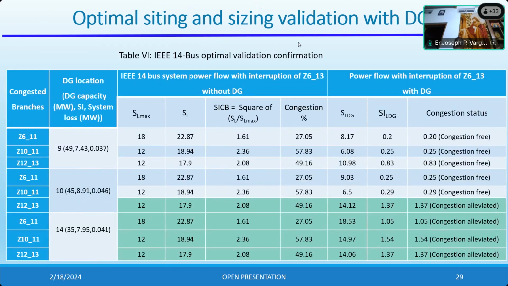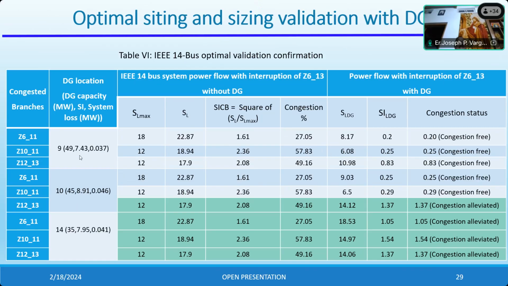This is the optimal siting and sizing validation with DG. Now we are placing a 49 megawatt DG at bus number 9. Then the severity index is reduced to 7.43. Before it was 9.74. And the system loss is now 0.037. When we place DG at bus number 10, the severity index becomes 8.91, and the loss is also increased compared to this value. Then for our feasible bus 14 also, when we place 35 megawatt DG, the severity index is again increased.